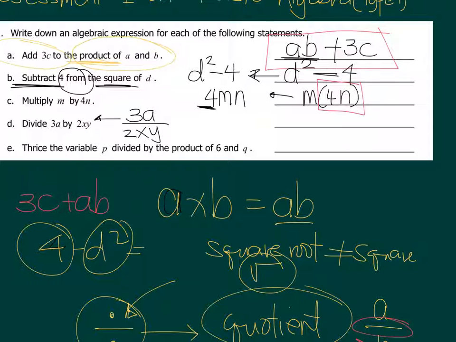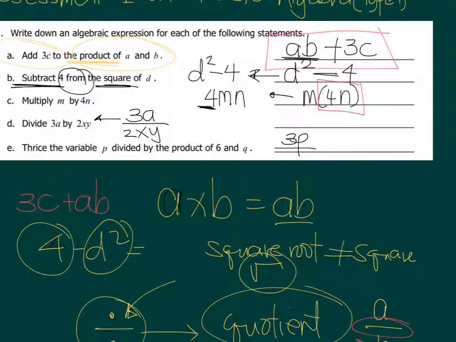Okay, the last one is thrice. It says thrice the variable p divided by the product of 6 and q. Again, you have to look at the whole statement and try to understand how the values are being related. Now if I read that again, it says thrice the variable p divided by the product of 6 and q. So I understand it as thrice the p means 3p, and then divided by, again we use this symbol for division now, divided by what? Divided by the product of 6 and q.